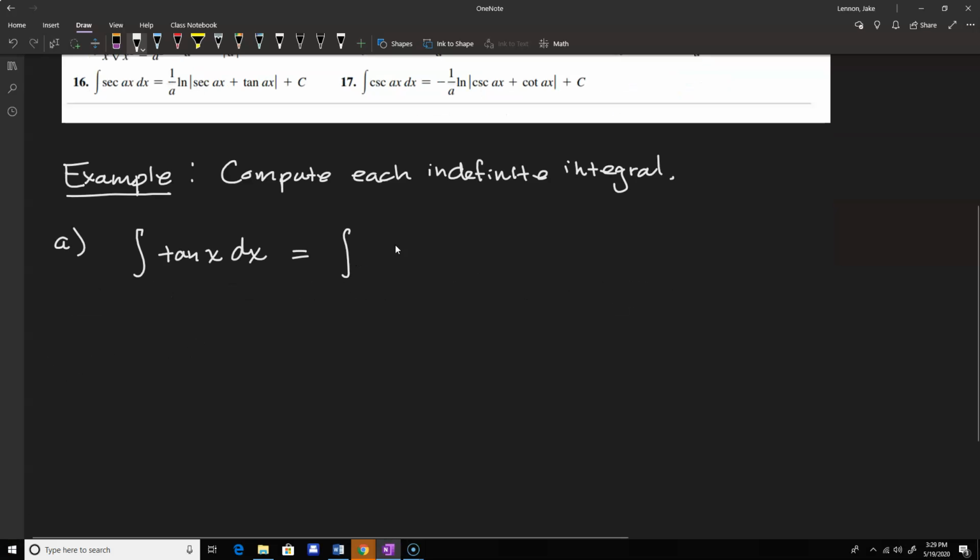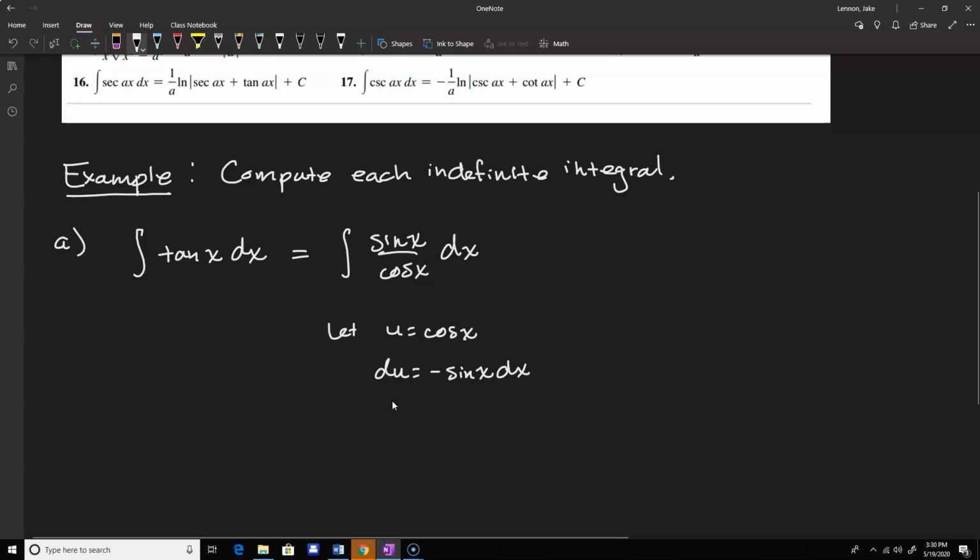The first thing we want to do is change tangent into sine of x over cosine of x, just using the definition of tangent. And then from here we're going to perform a u substitution. The substitution that works here is if we let u be the cosine of x, so then du is minus sine of x times dx.